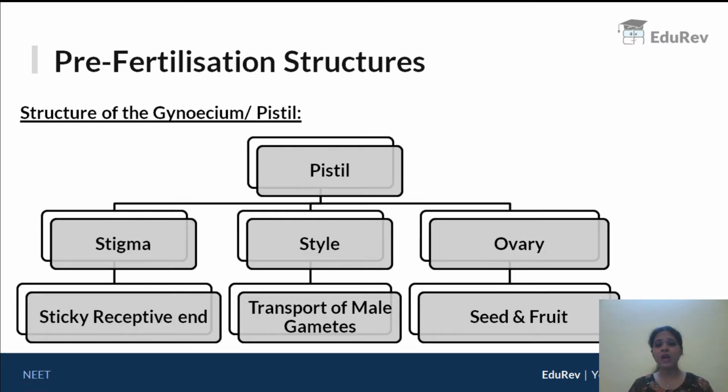So you have an outline here of the pistil. It has three parts: the stigma, which is a sticky receptive end, the style, which is meant for the transport of the male gametes by the formation of the pollen tube, and finally the ovary, which contains the ovules that give rise to the seed, and the ovary which technically will form the fruit.